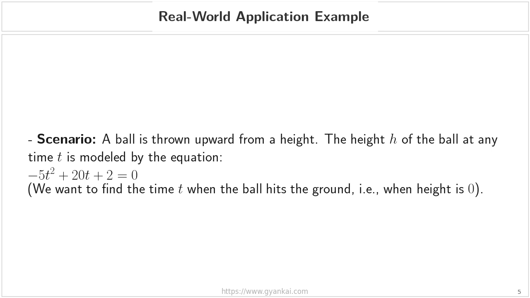The equation provided is negative 5t squared plus 20t plus 2 equals 0. In this specific problem, our goal is to find the exact time, t, when the ball hits the ground. Since the height is 0 at the moment of impact, we are essentially looking for the solutions to this equation. In the next few slides, we will walk through the step-by-step process of solving this using the tools we just learned.